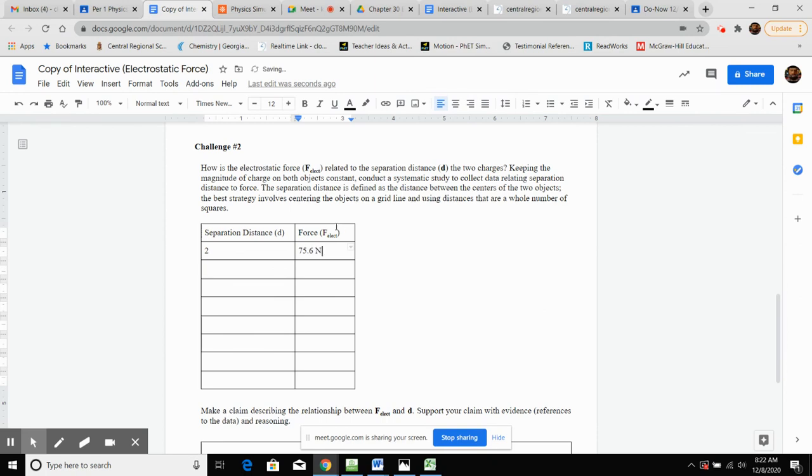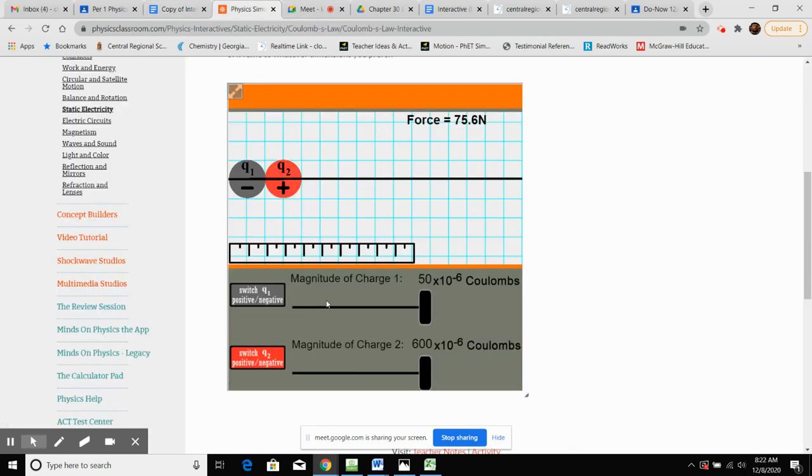Now you don't have to use the same values for the charges as I do. You could leave one of them at like 10, the other at 300, whatever. But with a separation distance of 2, what do we have? 75.6. Was it? Yeah, 75.6.